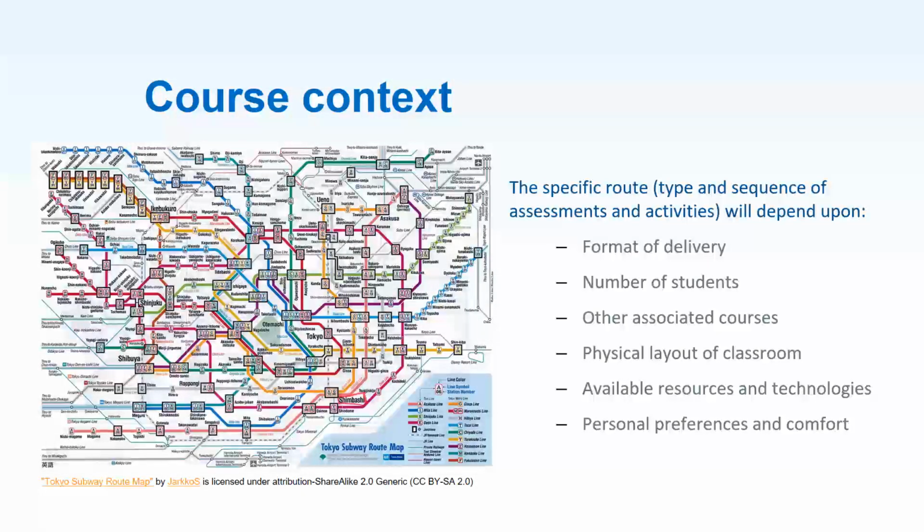So that might be the type of assessment and the sequence of assessments and the kind of things that you're going to be doing across the semester, but also how those will be impacted by things like the format of the delivery, the number of students that you'll be working with, any other courses that might be associated with your course, so maybe courses that they're taking at the same time, or perhaps courses that they will be taking in the future. You might give some thought to the physical layout of the classroom and whether that's going to be a constraint in any meaningful way or something that might open up new options for you that weren't possible before.